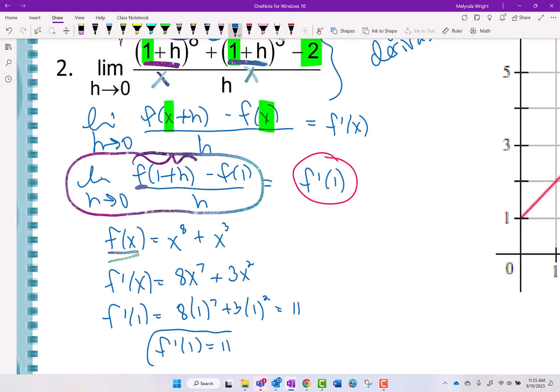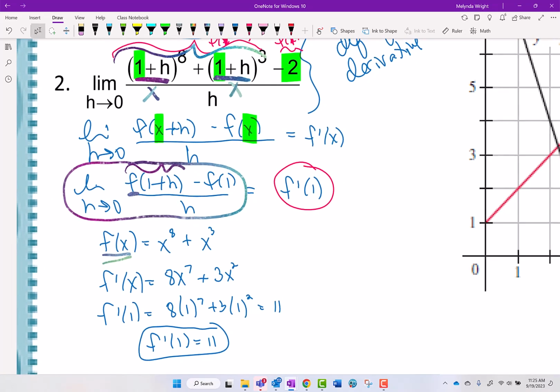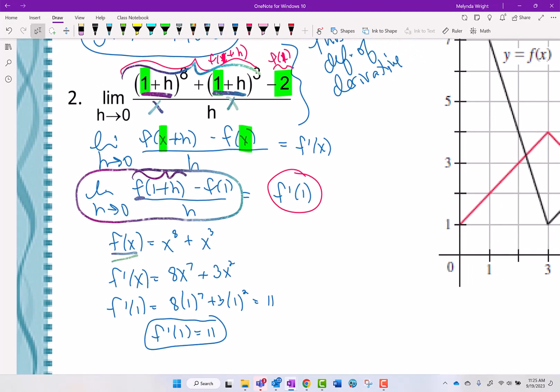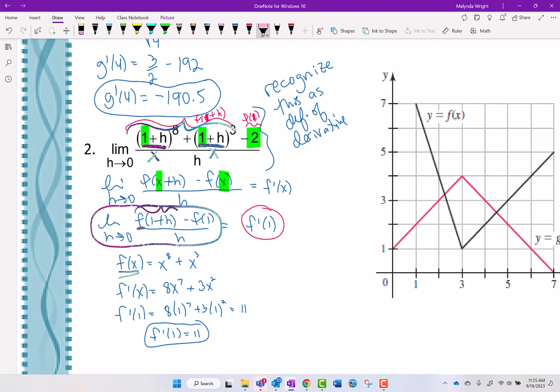Now, if we went and worked out that crazy limit and took the really long time that it would take us to do that crazy limit, we would get the answer of 11 in the end, after a long time. So that's the benefit of recognizing that this is the definition of the derivative. So that's really our first step. Our first step is to recognize that this is the definition of the derivative.